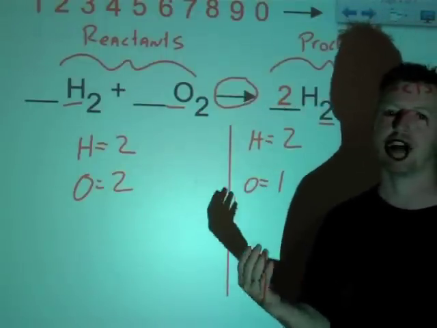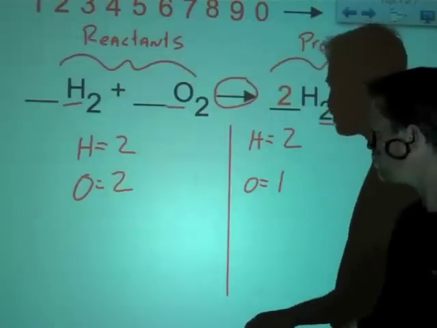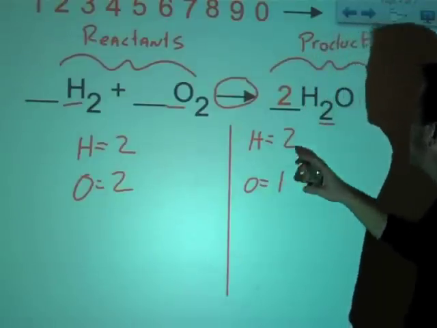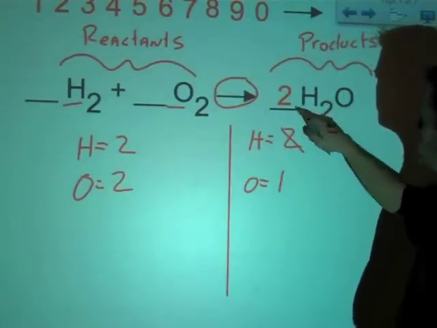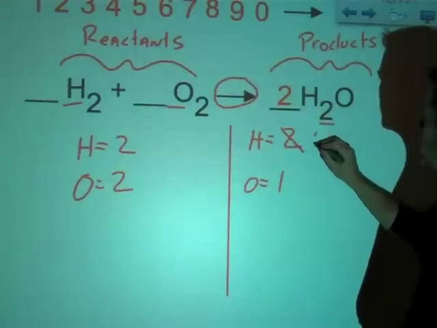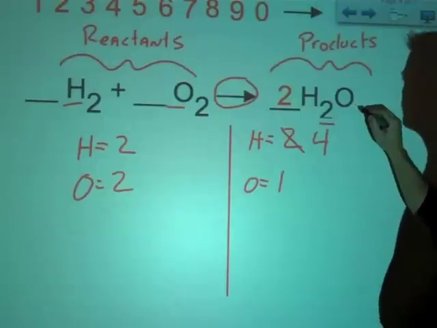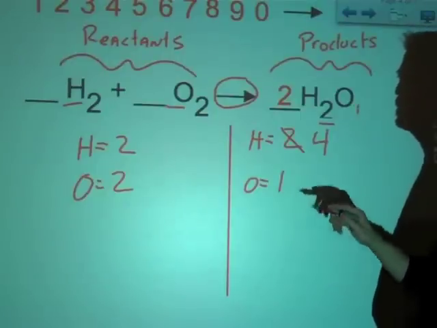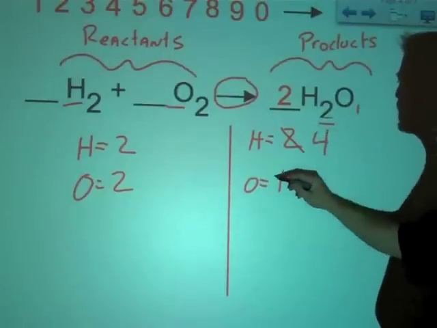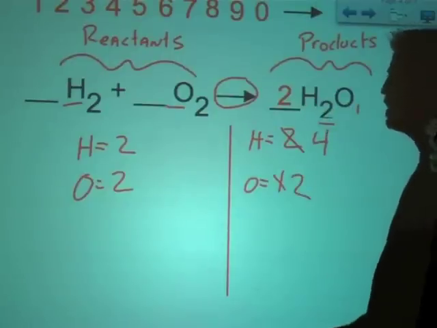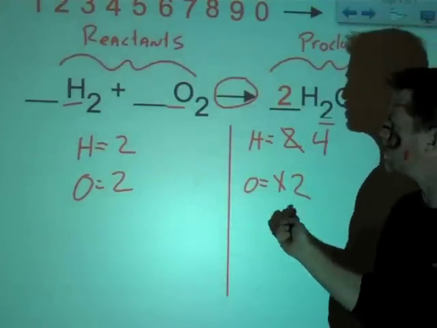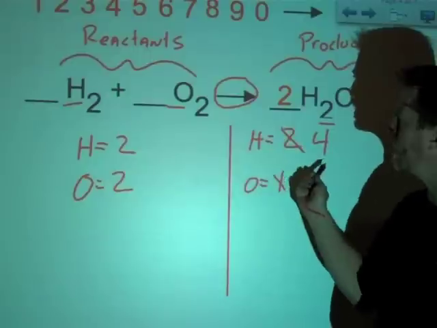Basically, I now have 2 molecules of water. So this changes my hydrogen, so now my hydrogen is no longer a 2. The 2 times 2 makes it a 4. Now remember, when we don't see a subscript, we know there's a 1 sitting right there. So the 2 times the 1 is now a 2. Okay? Now if I look across, my oxygens check out, but my hydrogens are now off.